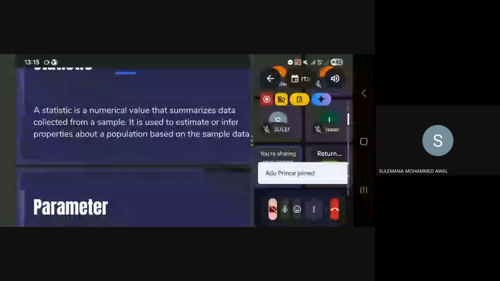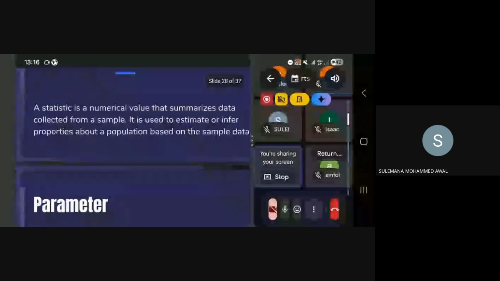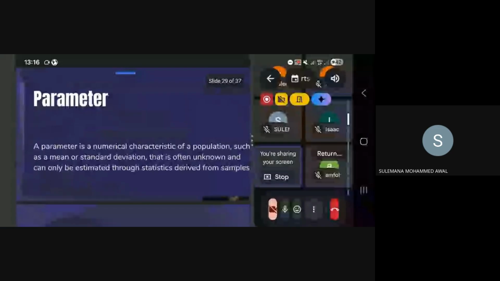So if I pick a particular sample and I am able to draw a conclusion from the sample, say I selected 20 students out of the 50 students in my class to check their performance and realized that the 20 students had a mean of 10, then that mean of 10 for the 20 students I sampled from the population is called a statistic. Please take note, because it is based on the sample, it is called a statistic. But when we talk about a parameter, it is the numerical characteristic of a population, such as what?